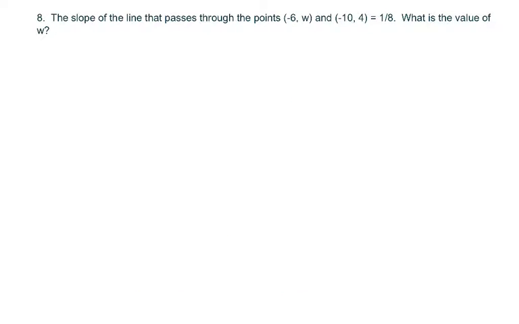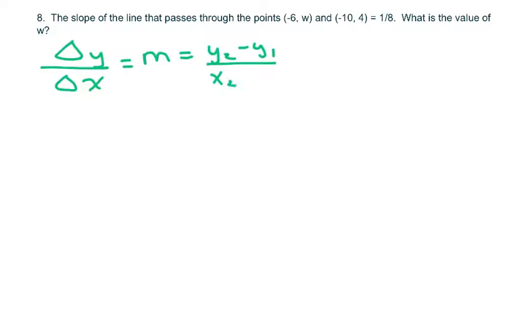Number 8, we have to know the slope formula, and they give that to you. Change in y over change in x is your slope, which equals y sub 2 minus y sub 1 over x sub 2 minus x sub 1. I'm going to call the first point point 1, and this one point 2. Doesn't matter, but this is x1, y1, and this one here would be x2, y2.